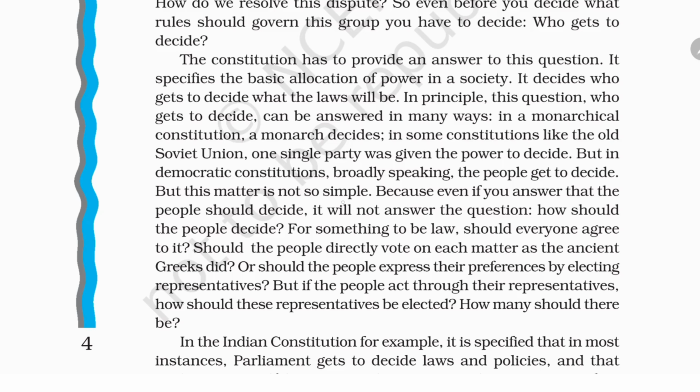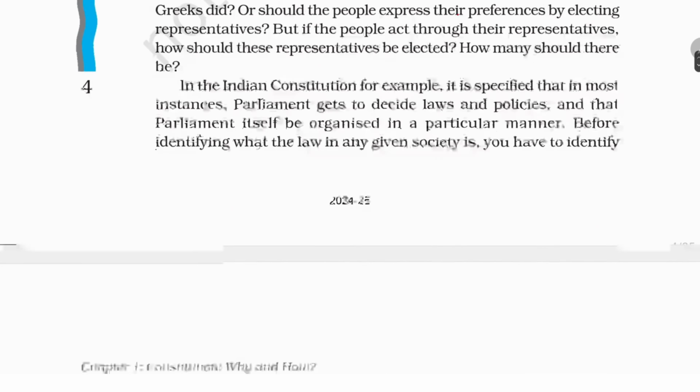But this matter is not so simple because even if you answer that the people should decide, it will not answer the question how should the people decide. For something to be a law, should everyone agree to it? Should the people directly vote on each matter as the ancient Greeks did? Or should the people express their preferences by electing representatives? But if the people act through their representatives, how should these representatives be elected? How many should there be?